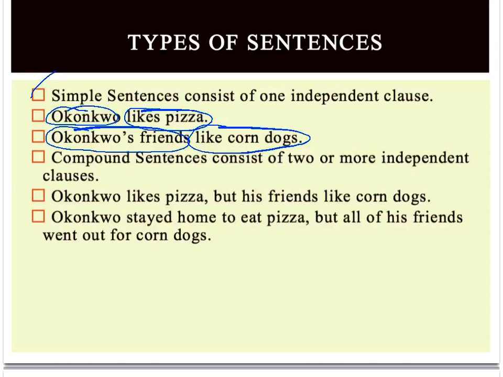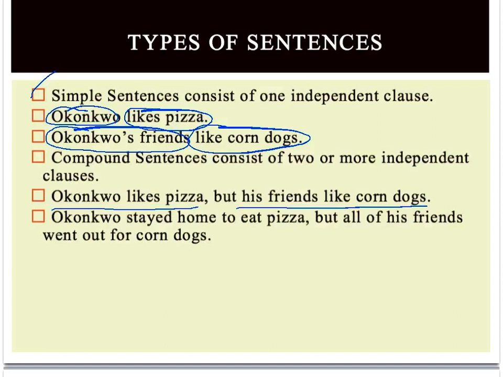A compound sentence is made up of 2 or more independent clauses. So an easy way to make a compound sentence is to take 2 simple sentences and put them together. Okonkwo likes pizza, but his friends like corn dogs. So now we've got 2 independent clauses linked together in one compound sentence, right?